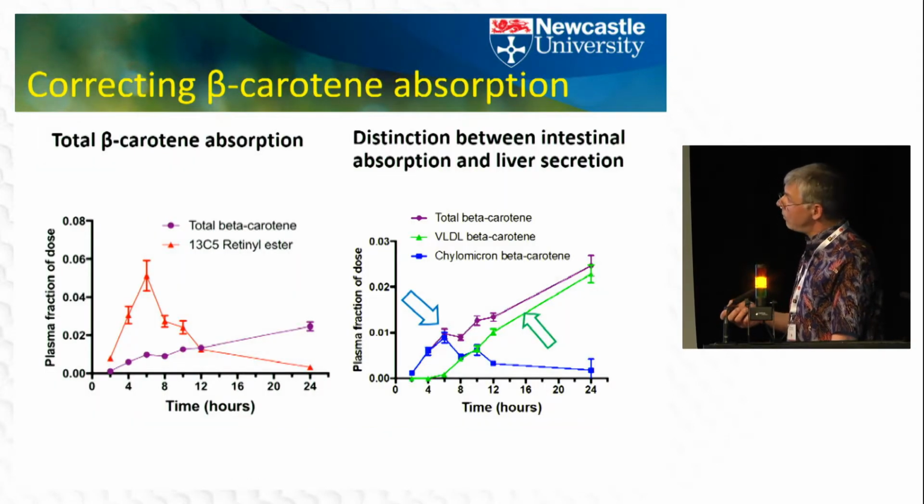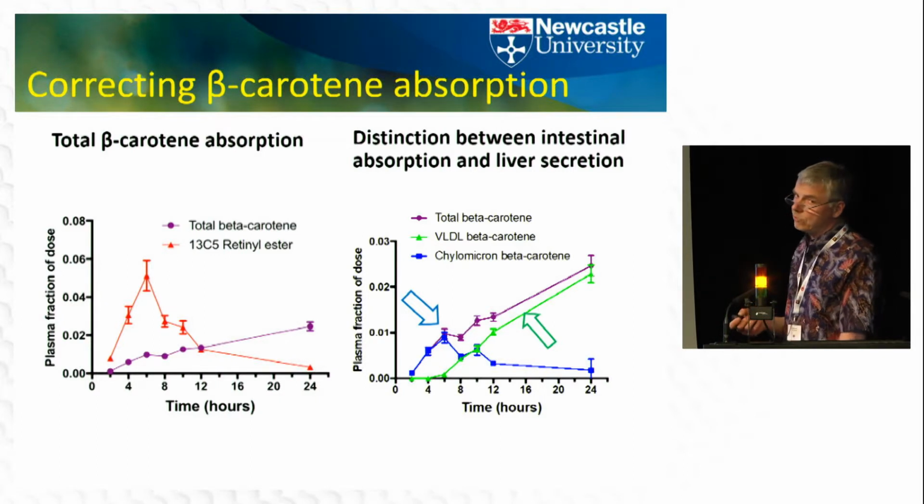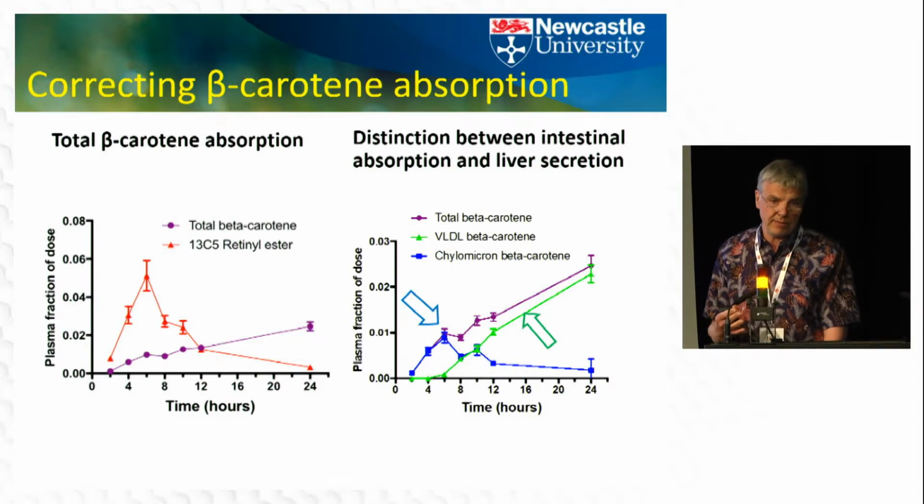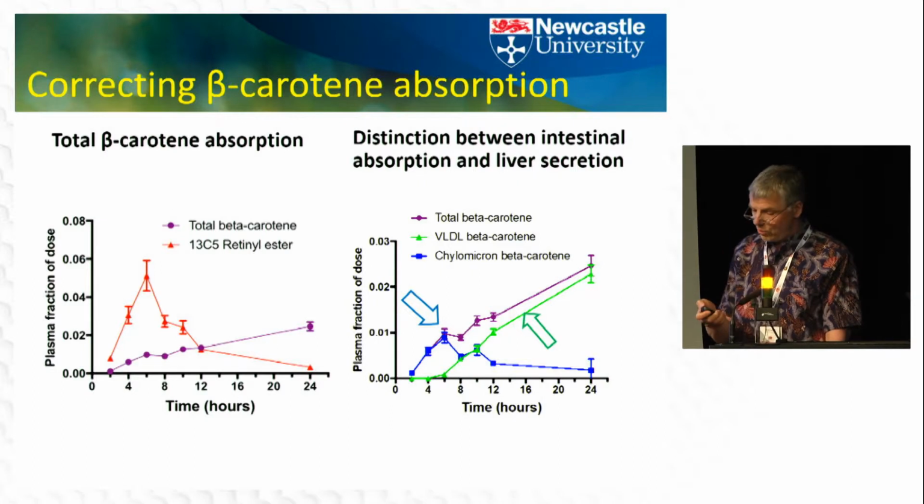The next question we were asking ourselves is that the problem you see here is that the beta-carotene concentration keeps on creeping up. And we know that from this time point onwards, we don't really look at chylomicron responses anymore. This is a combination of chylomicron plus VLDL. And the question is, how can we overcome this?